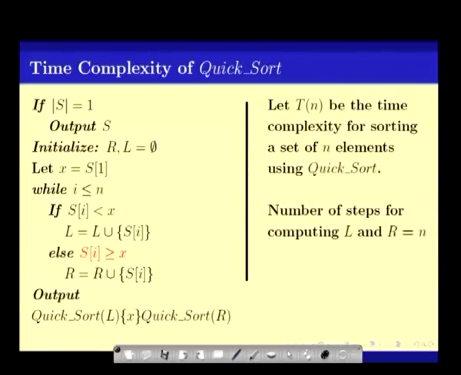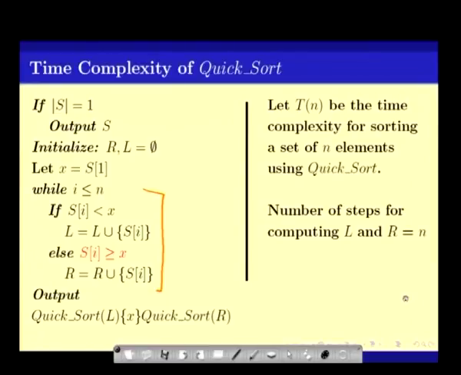Note that this while loop here, which is computing the R and L, requires n steps, because it goes over all the elements in S and either puts them in L or in R. So, that requires n steps. Thus, how much is T n?